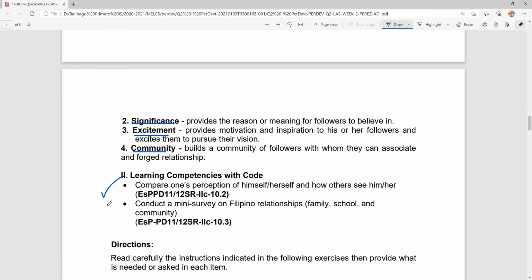So here are our learning competencies for this lesson. Now I will give you 30 seconds for a health break. You can go to the comfort room, you can drink your water, and have your stretching. Timer starts now.